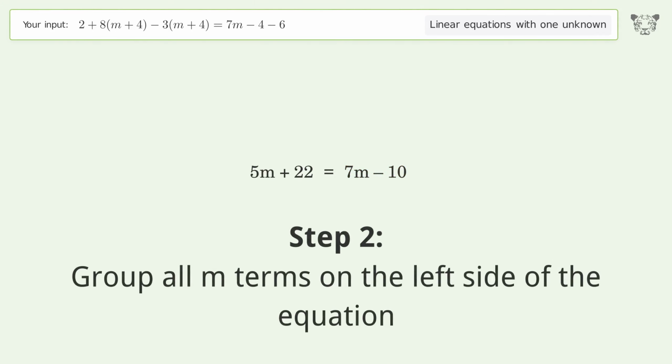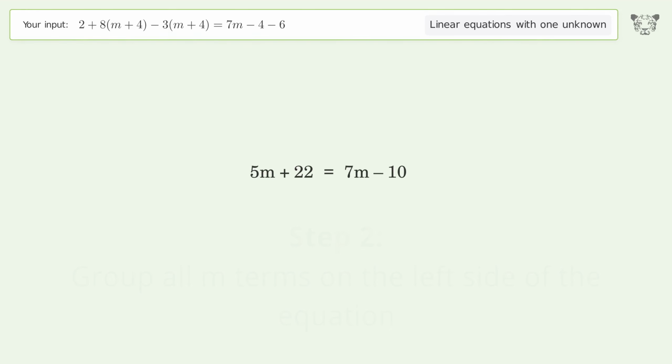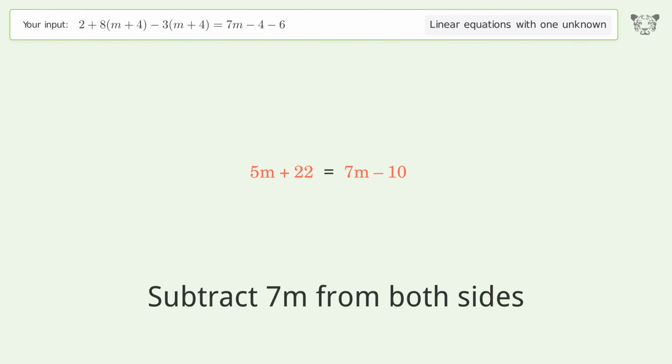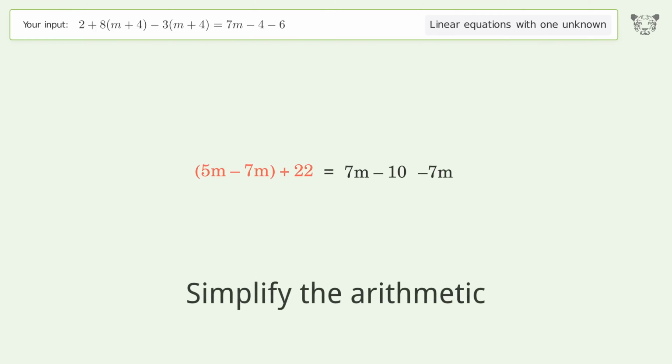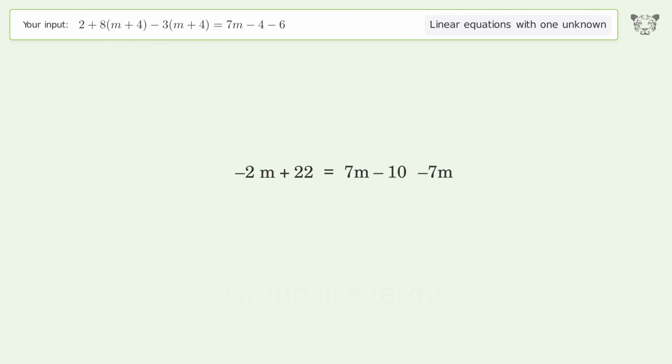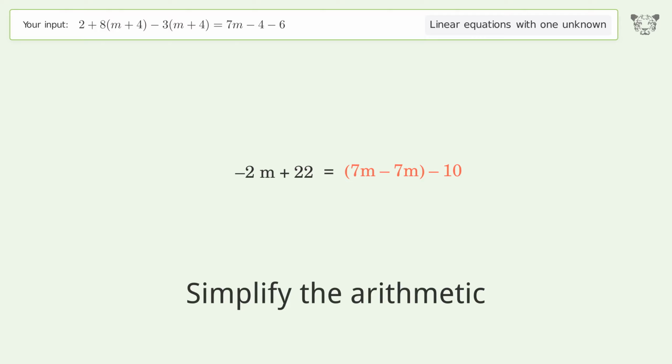Group all m terms on the left side of the equation. Subtract 7m from both sides. Group like terms. Simplify the arithmetic. Group like terms. Simplify the arithmetic.